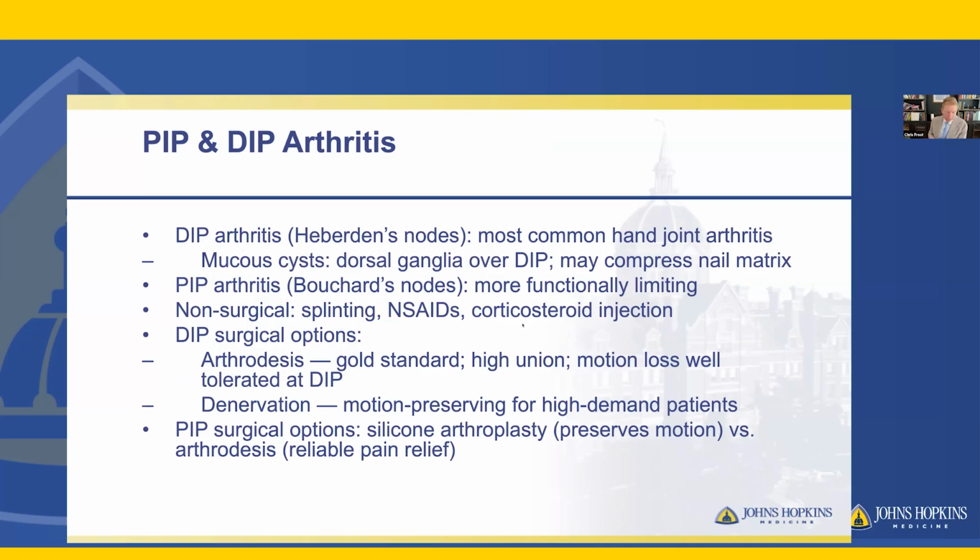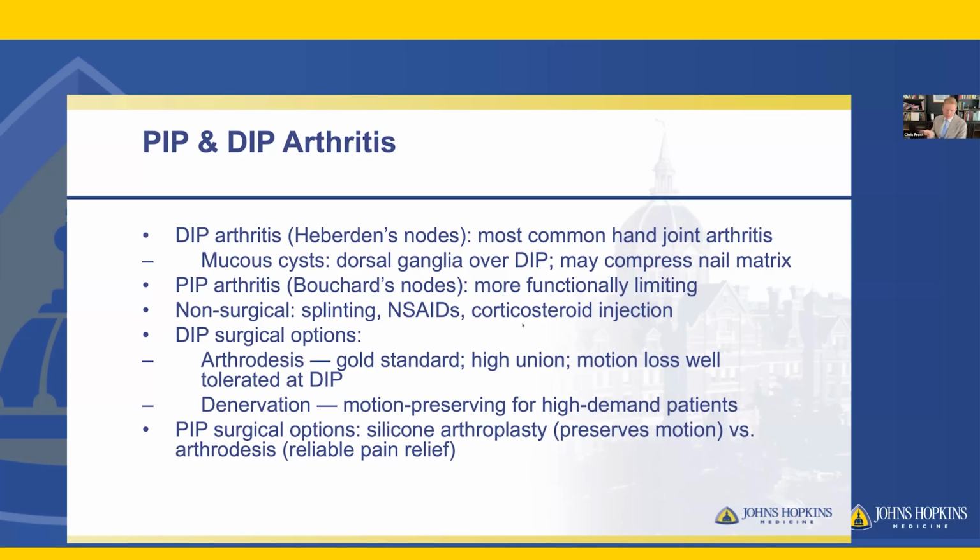Sometimes you get cysts related to that called a mucus cyst, and sometimes we'll go after those. But in general, we treat these conservatively. It's difficult to go after arthritis when you've got 10 fingers and three small joints in each finger. And so going after each single joint, you can imagine, can be quite challenging. So we'll usually consider steroid injections, splinting, non-surgical options.